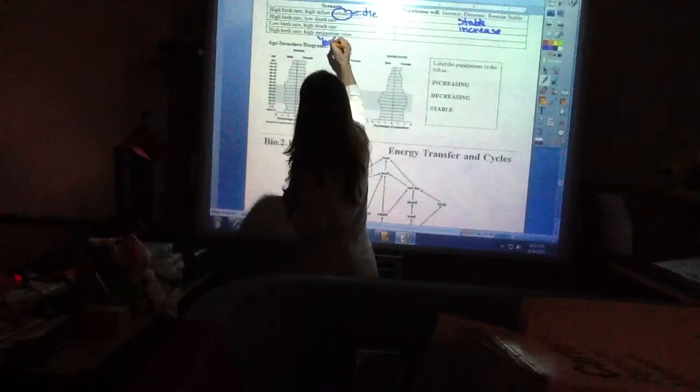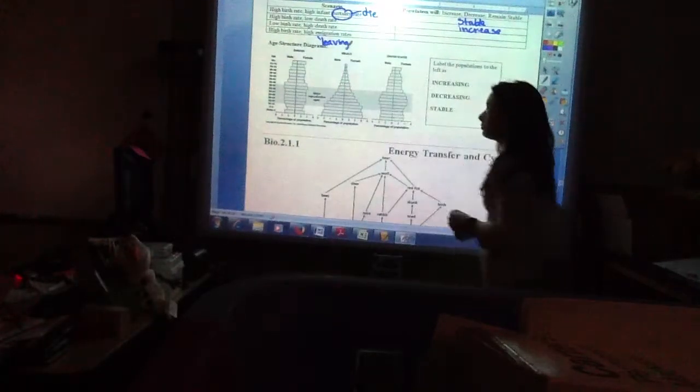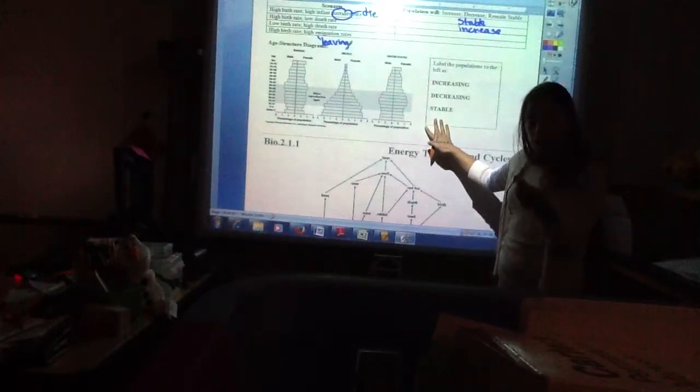Emigration, remember, means that you are leaving. So if you are emigrating, that means that you are leaving. These population pyramids will for sure be on your EOC.